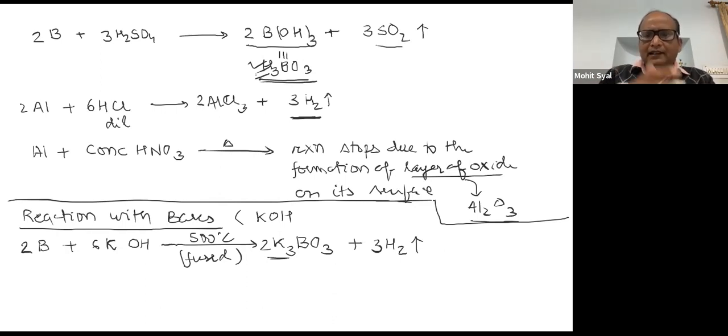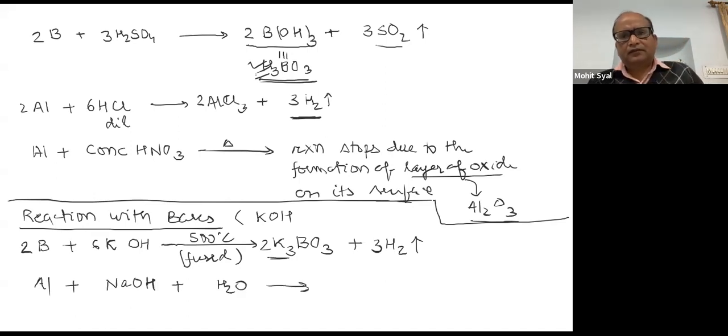And the next thing is aluminium. Aluminium also is a very good reducing agent. In fact, aluminium can react with NaOH, and it liberates hydrogen. So aluminium is a very, very strong reducing agent. Aluminium reacts with NaOH, or you can react it with KOH also. This is a very famous reaction. You might have studied it in your junior classes also. So actually it forms hydrogen gas.